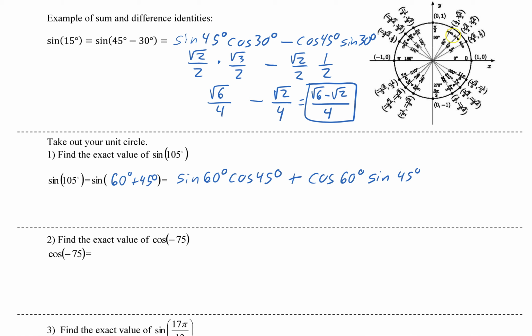So sine of 60, again, that's rad 3 over 2. Cosine of 45 is rad 2 over 2. Plus cosine of 60 would be 1/2. And then sine of 45 is rad 2 over 2. And we end up with rad 6 over 4 plus rad 2 over 4. And they're not always the same, but there we go.